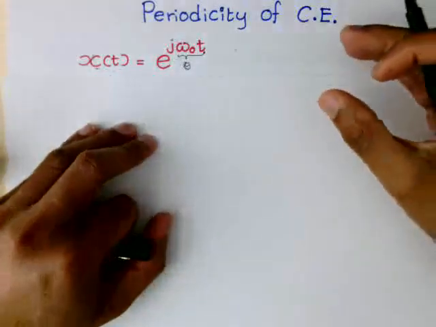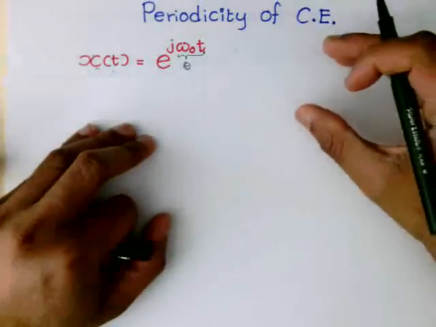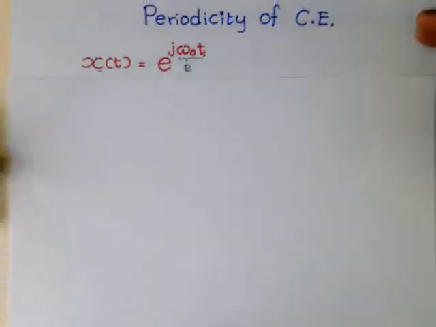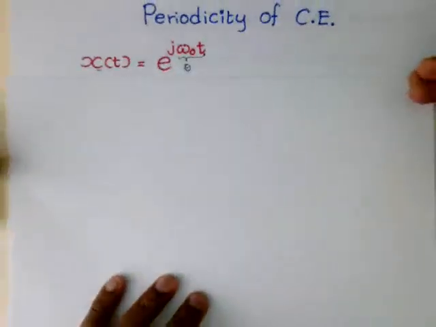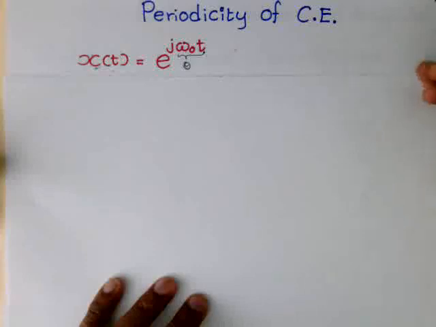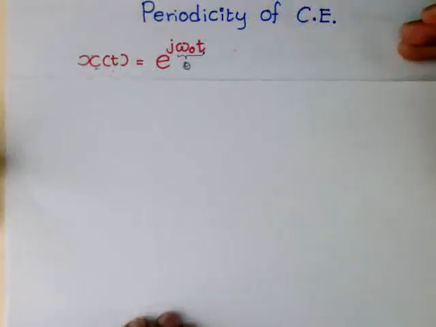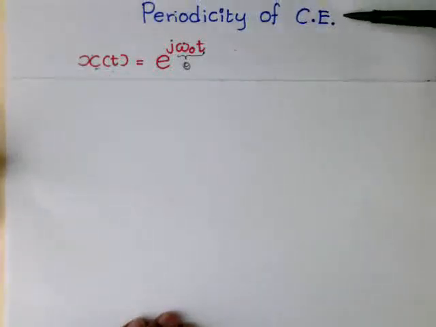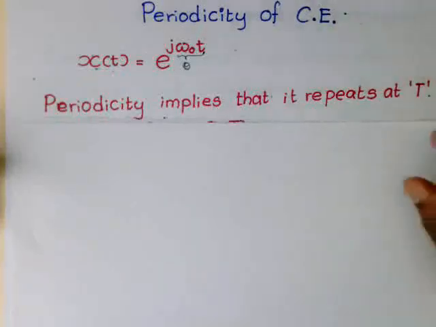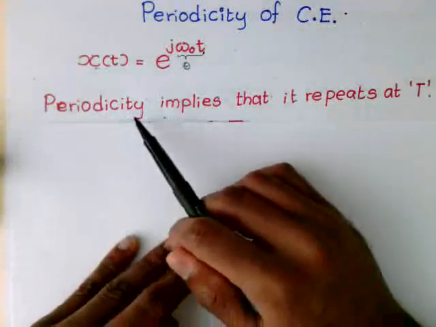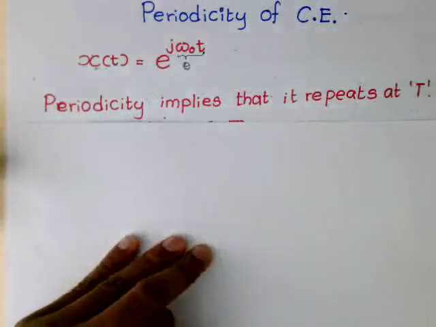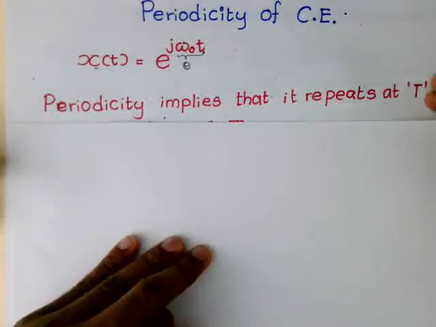Okay, and this is for a continuous time signal. So let's assume this is our complex exponential signal, and now the goal is to prove that this is a periodic signal. As we know, we learned about this. A periodic signal means that it has a certain period. It repeats at a given interval, capital T.